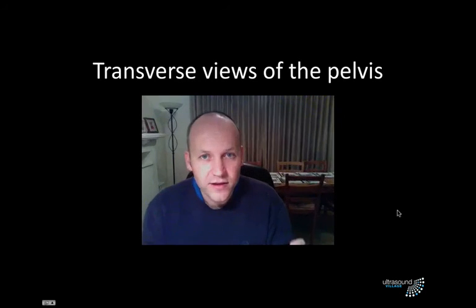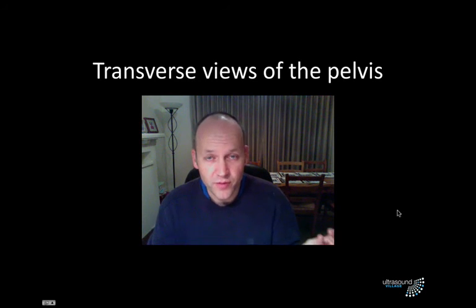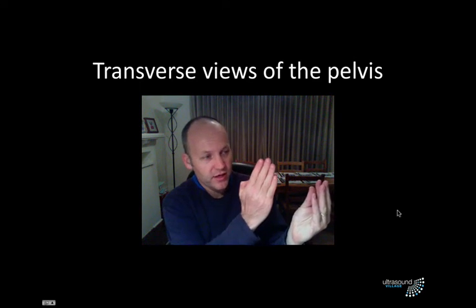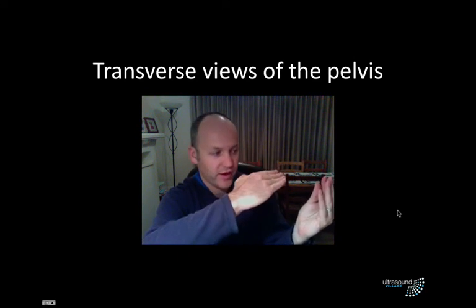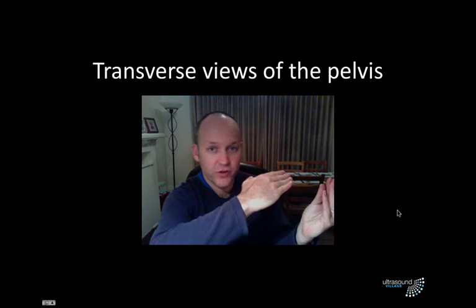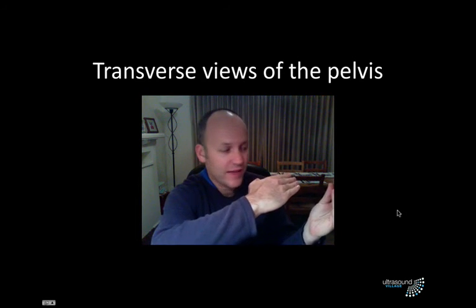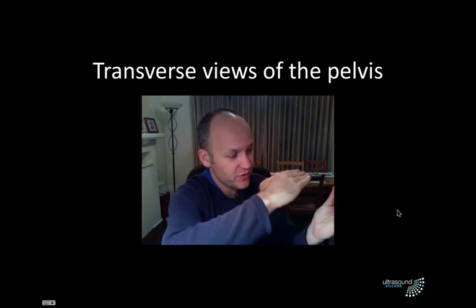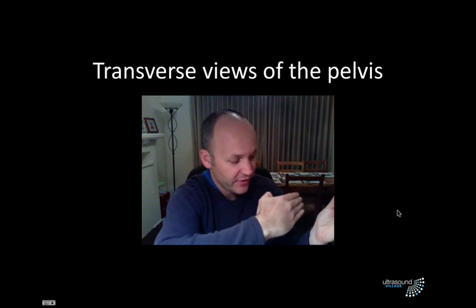And then you do transverse views of the pelvis. So now, instead of having the probe longitudinally, you turn the probe this way, and you need to take some pictures of the uterus that way. And again, you fan through, right from the top of the pelvis, through the fundus of the uterus, down through the cervix, and then down through the vagina.